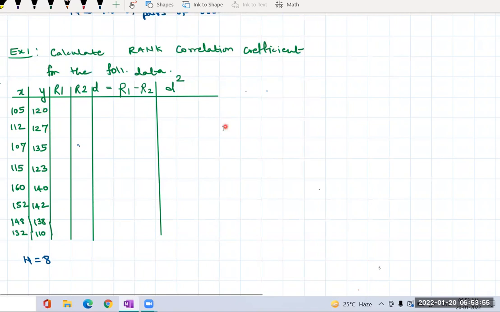So now basically we are going to do two stages. First stage, ranking will be done. So R1 and R2 ranking will be done, and then the further calculation will be done. The most important part is how to do the ranking. Now for ranking, X and Y are the two variables. The ranks with respect to X will be denoted by R1, and the ranks with respect to Y will be denoted by R2. Now, ranking is a very simple thing. You can do the ranking in the ascending order or descending order.